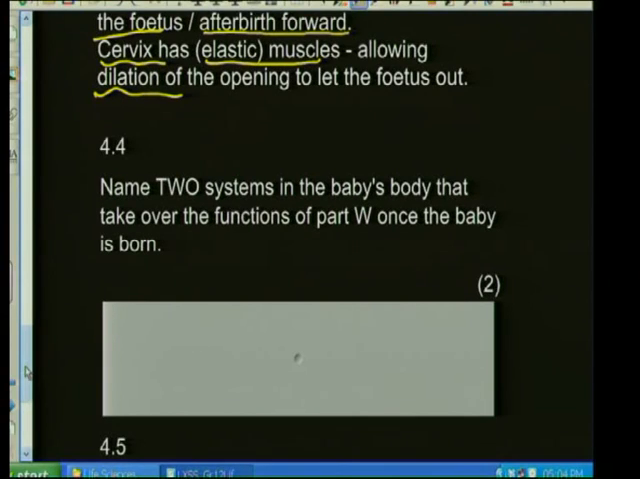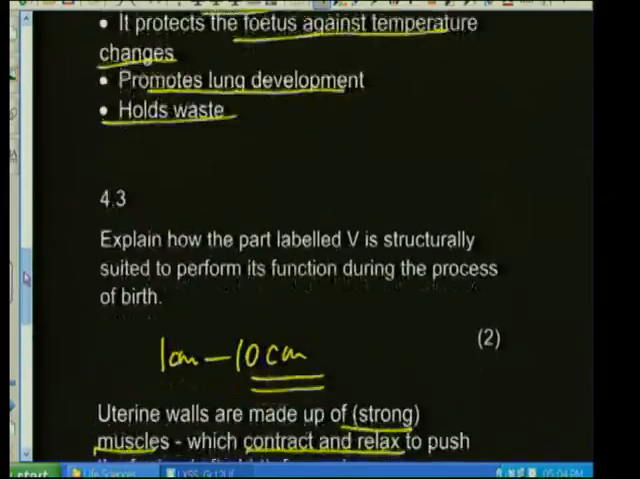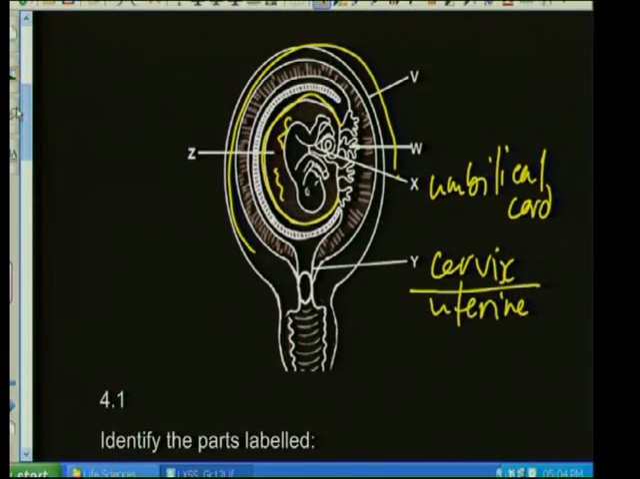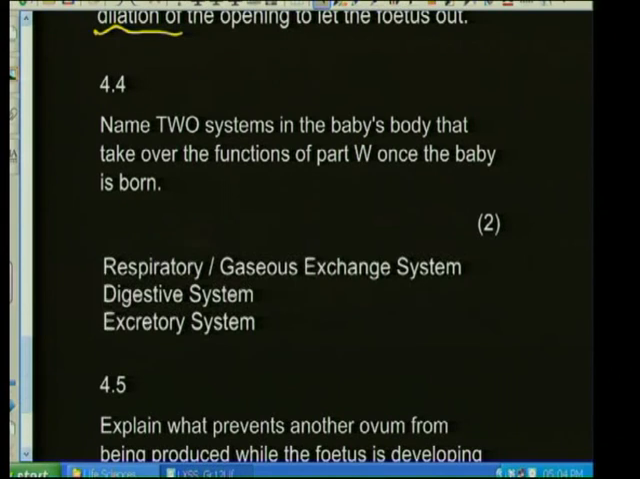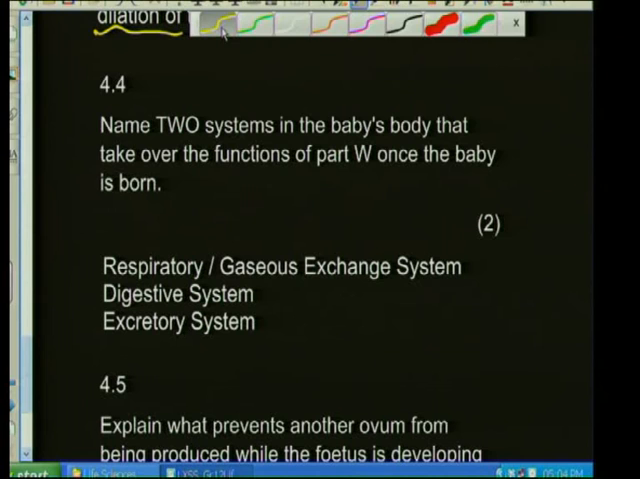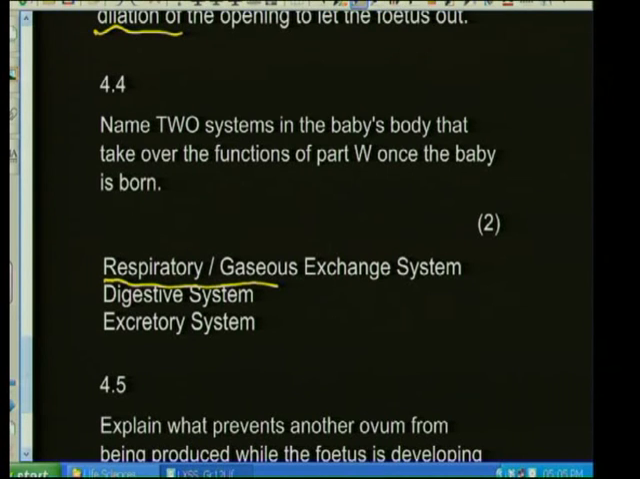Name 2 systems in the baby's body that take over the functions of part W once the baby is born. Part W is the placenta in this case here, and you needed to know the functions of the placenta to answer this question. The placenta does many of these things. So one is it takes over the respiratory or the gaseous exchange system. While the fetus is inside the mother's body, the gases come to the placenta, and from there it diffuses to the baby, the necessary ones, and the waste gases come from the fetus to the placenta, from the placenta to the mother and out.